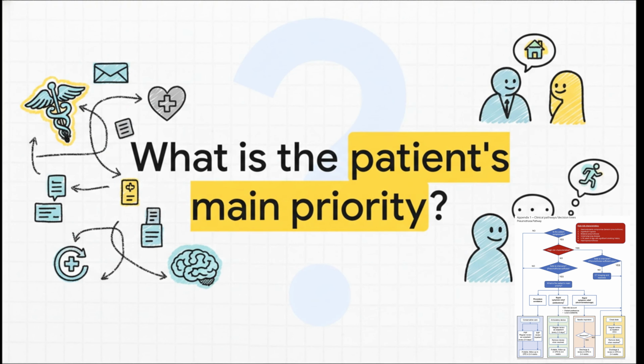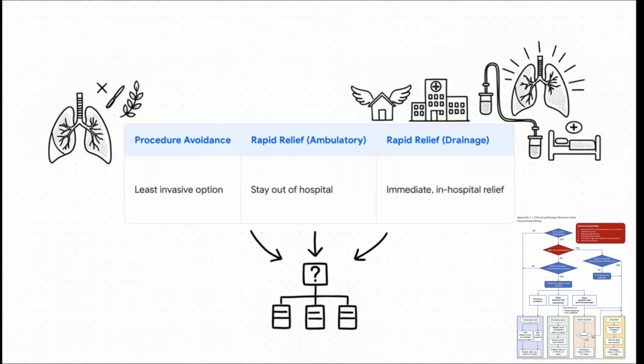Okay, now this is where things get really cool, and it's what I love about this chart. It's not just about the science, it brings the patient into the equation. Once the doctor knows it's safe to do something, the next question is basically, okay, let's talk. What's most important to you right now? And that conversation leads to one of these 3 paths.